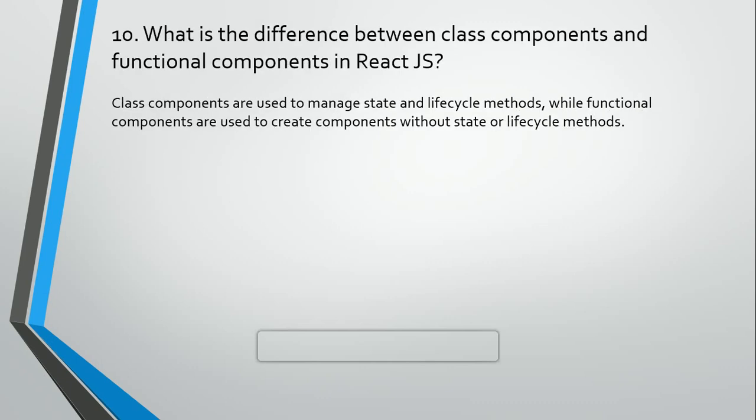Question number 10. What is the difference between class component and functional component in React.js? Class components are used to manage state and lifecycle methods, while functional components are used to create components without state or lifecycle. But now the scenario has changed. We can also create state and lifecycle methods in the functional component. The lifecycle we achieve through using useEffect, which is a hook, and for state management, we use useState.